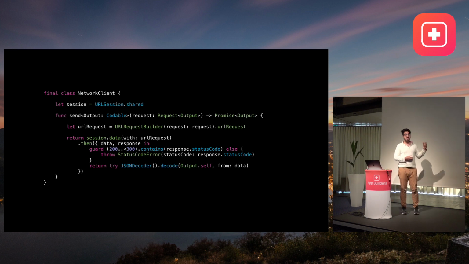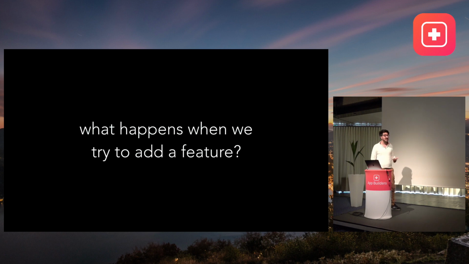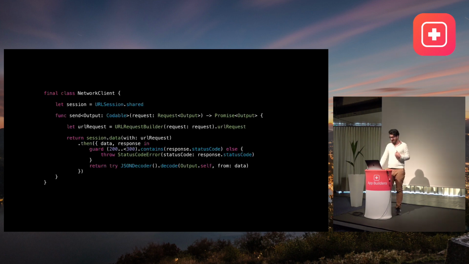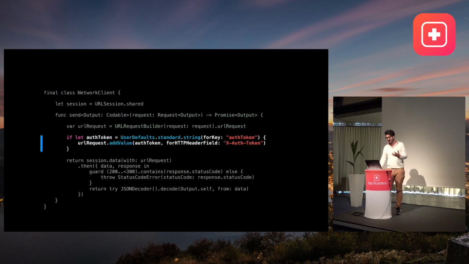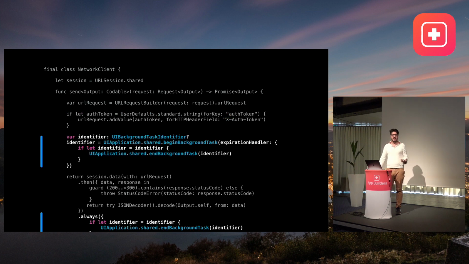Now, as much as I love this, the sad truth is that no code that's good gets to stay good. There's always going to be something that changes. Somebody's going to come along and ask you to add a new feature. They're going to say, well, our API is good, but we really need authentication in our API. So you say, okay, well, I'll just add that real quick. I'll just throw that in there. Not a big deal. And then somebody else comes along and says, well, we actually need, our URL requests are dying in the background. We need them to stay alive, so we need background task identifiers.